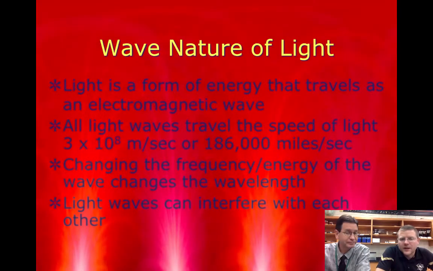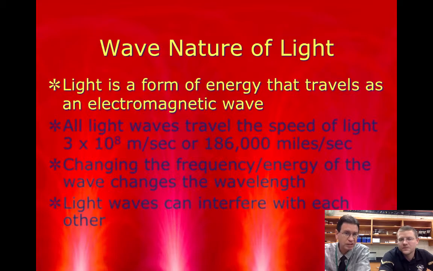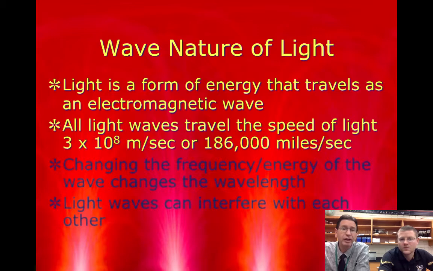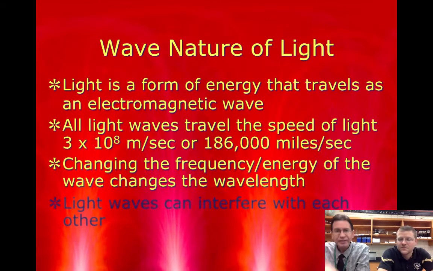Everyone, we're here looking at the wave nature of light. We've already talked about it being a particle, but we talked last time about the electromagnetic spectrum and light having different forms. Light's basically a form of energy that travels as an electromagnetic wave. All the light waves travel at a certain speed. They change frequency with energy, and wavelength goes along with that.